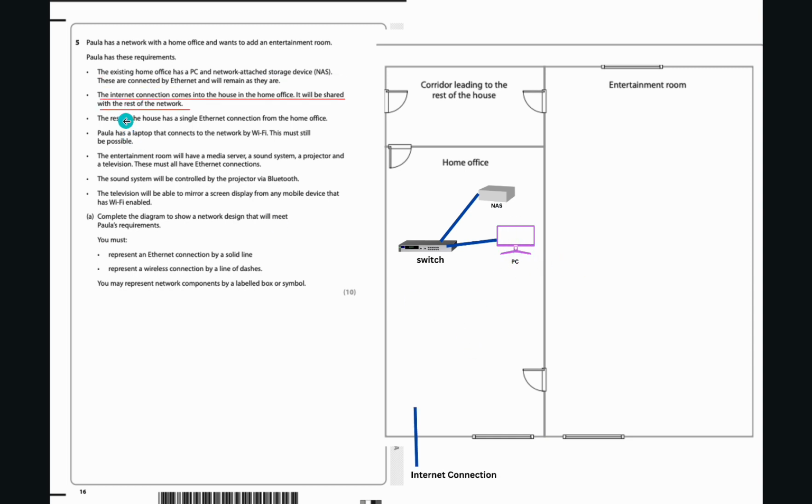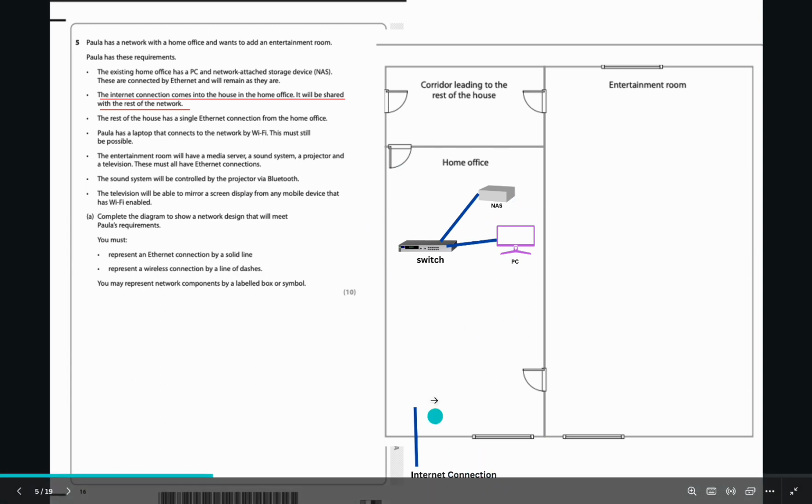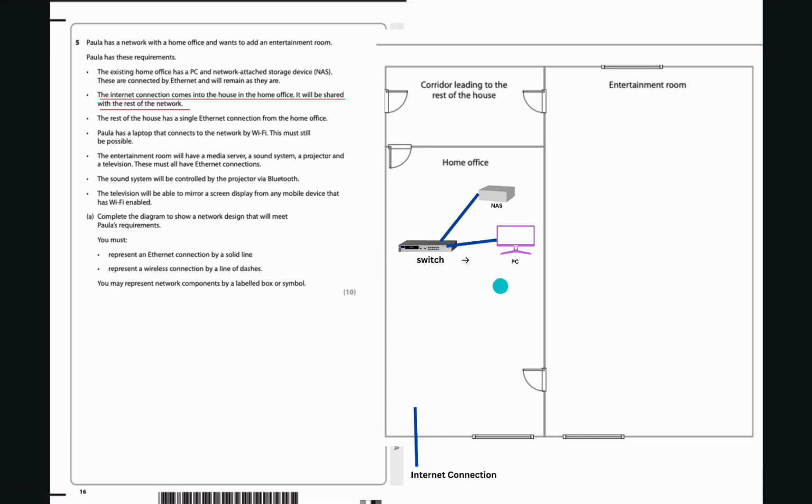Now they are saying that the internet is coming from the home office. That means the internet connection will enter the home office first, and later will be shared with every other part inside the house. And they're saying that the rest of the house has a single Ethernet connection from the home office. That means this is the rest of the house. So we are using our switch and providing an extra port, that one switch, right? So from that we provide the one Ethernet connection to the rest of the house.